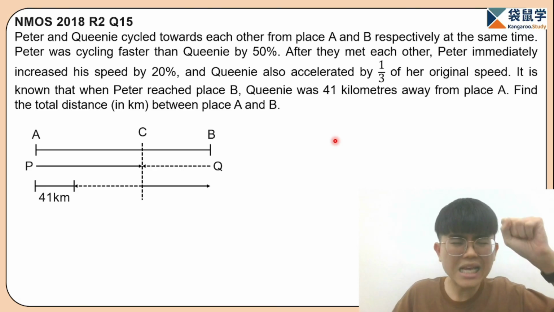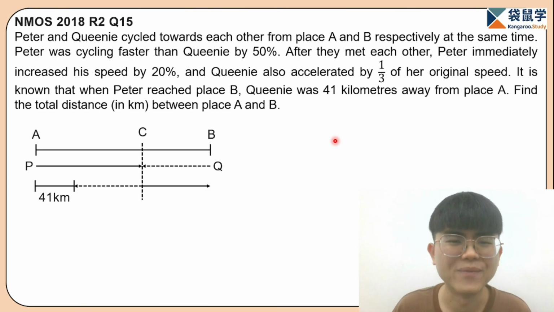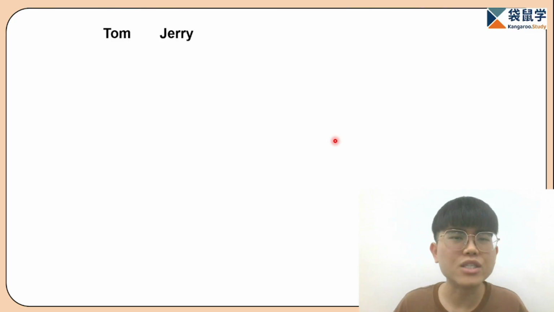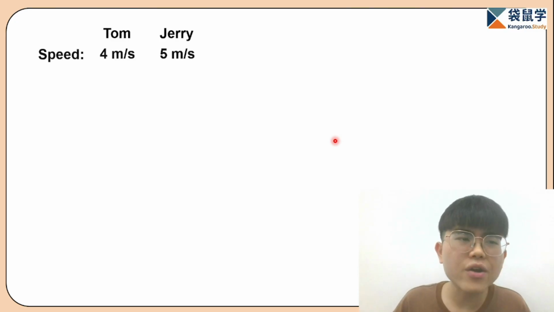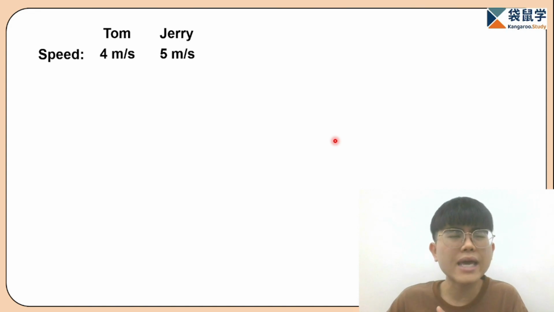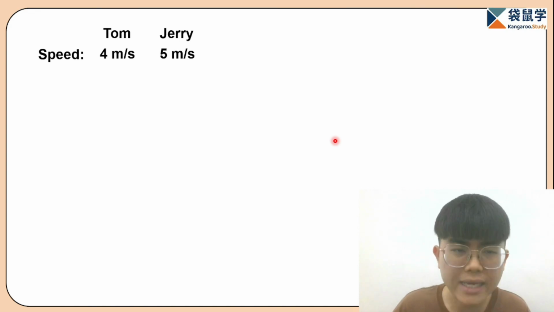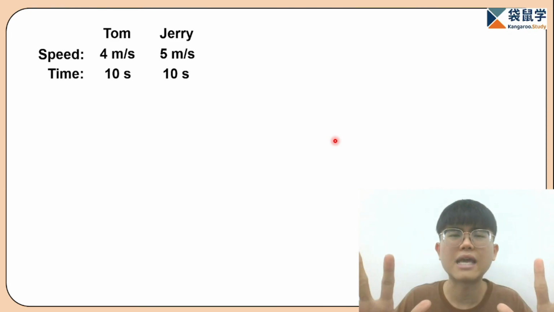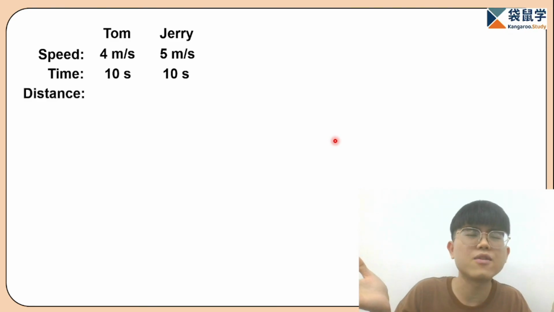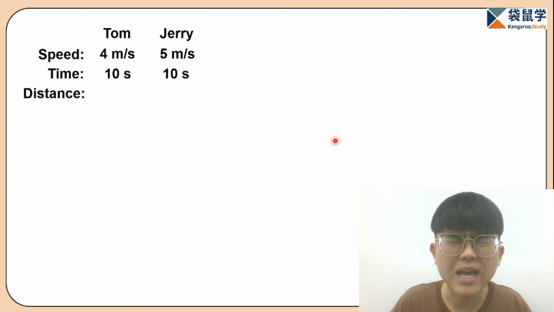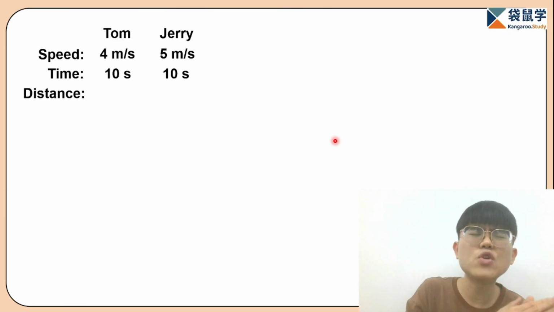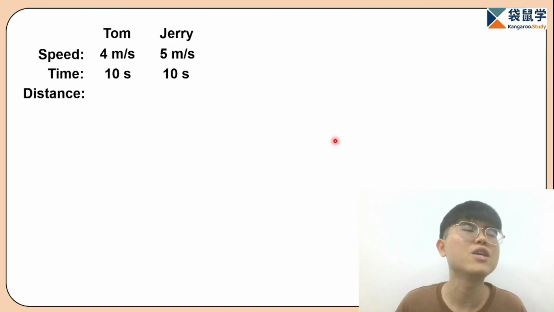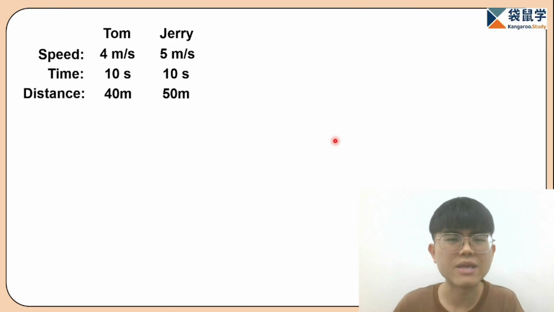Alright everyone, let's look at one very simple example. Let's say we have Tom and Jerry. Tom's speed is 4 meters per second, and Jerry's is 5 meters per second. Both of them travel for a total of 10 seconds. What will be the distance Tom and Jerry travel? To get distance, we just use speed times time. So it will be 4 times 10 and 5 times 10, and you will get 40 meters and 50 meters.